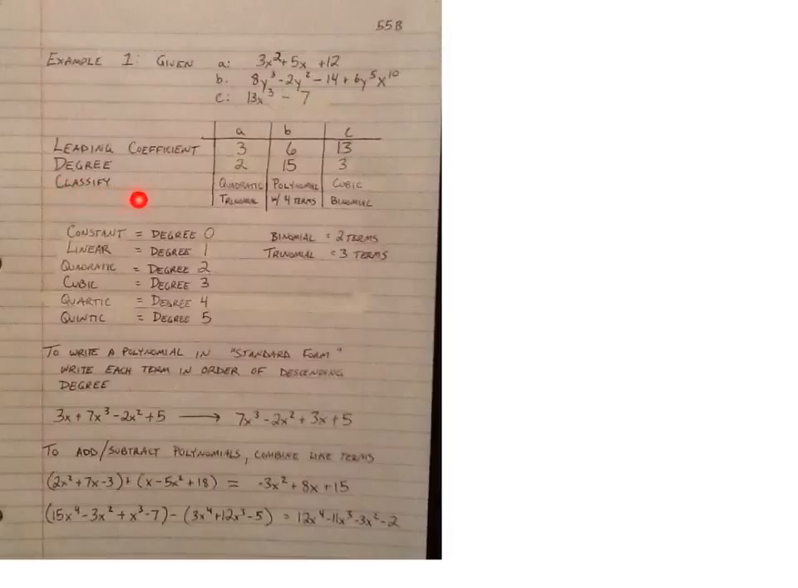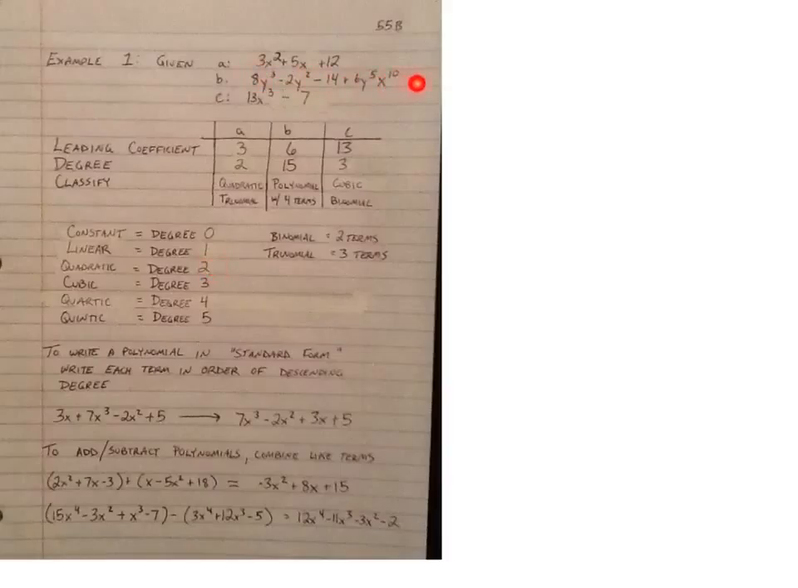In order to classify our polynomials, we classify it by two pieces. First, we classify it by the number of terms, and second, we classify it by the degree. So in the first case, we have 3 terms. So 3 terms is a trinomial, and our highest degree is 2. So we have a quadratic trinomial.